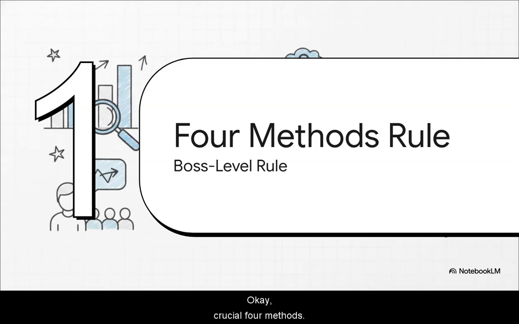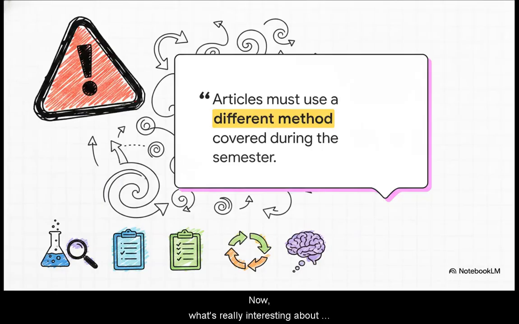Okay, crucial rule. 4 methods, the boss level requirement. You're going to want to pay close attention here because this is the make or break part of the whole project. Now, what's really interesting about this slide is this massive warning. The syllabus explicitly states, important, each of the 4 articles must use a different research design method covered during the semester. This is huge, guys.